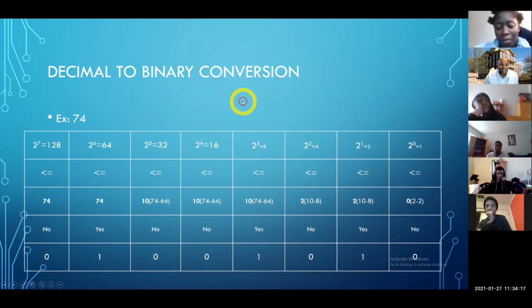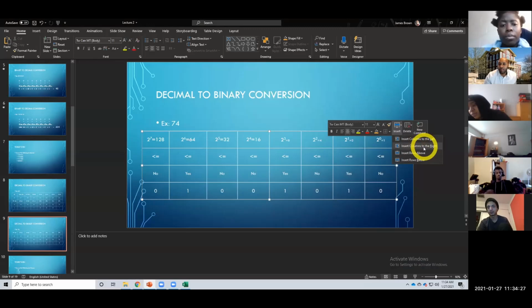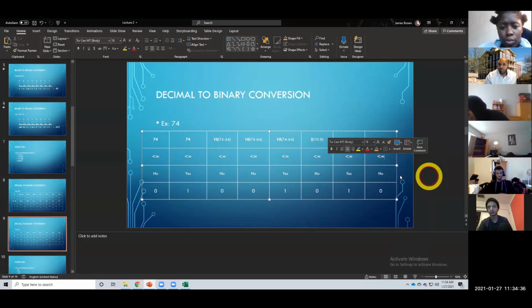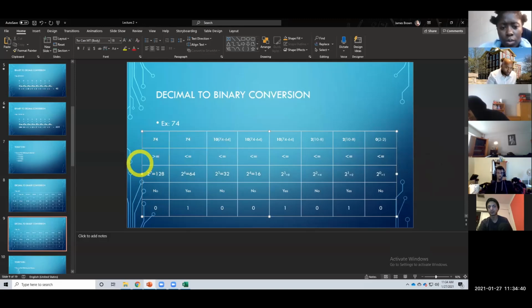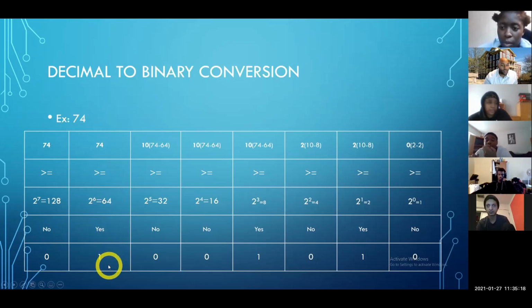Yes. Let's try another example, which I have to fix real quick, so give me a second. All right, so now let's say our target number is 74. Again, the first question we ask is: is 74 greater than or equal to 128? That's a no. So we pull down a 0. Then we go on to the next one. We didn't subtract anything, so we still have 74. Is 74 greater than or equal to 64? That's a yes. So we pull that down. Now we subtract this 64 from 74. So our remainder is 10.